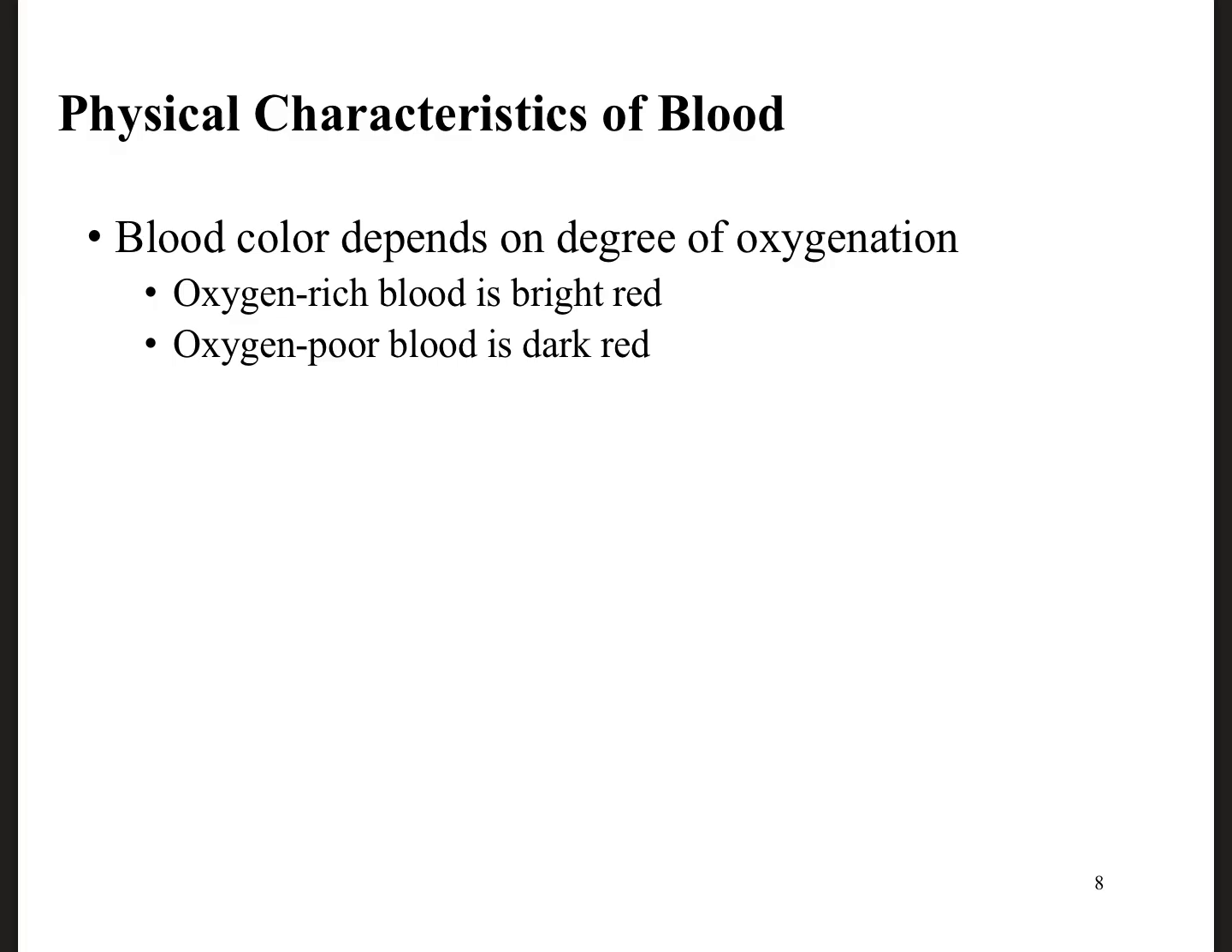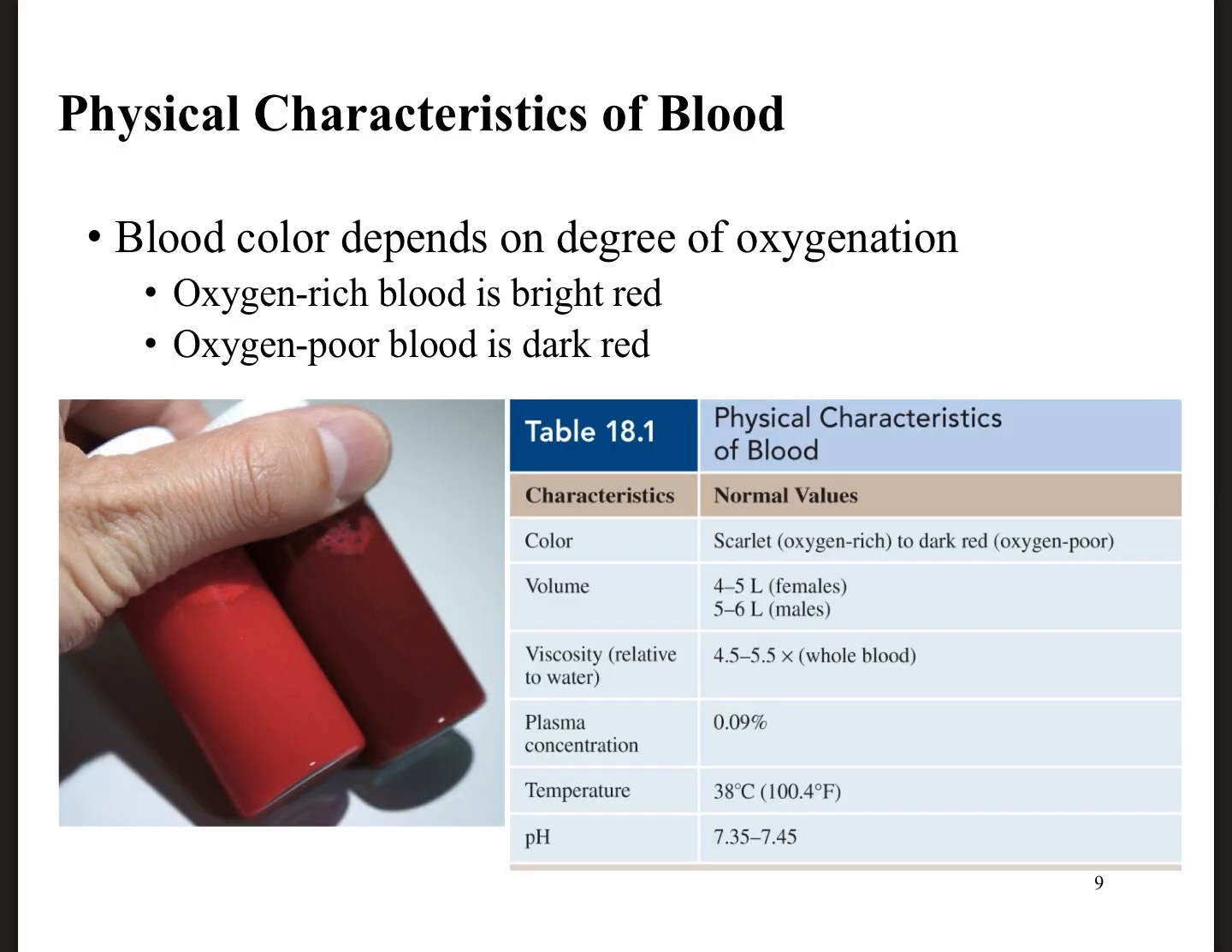And that is a result of the hemoglobin that is present in red blood cells. When oxygen is bound to hemoglobin, it shines this scarlet red color. And you can see the difference here in these two vials. Scarlet red, oxygen rich. Dark red, oxygen poor.